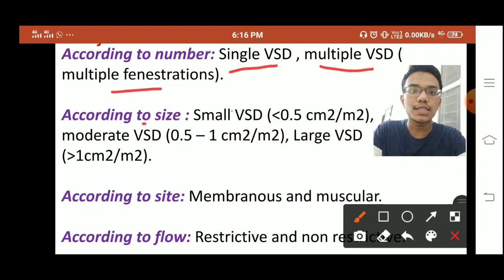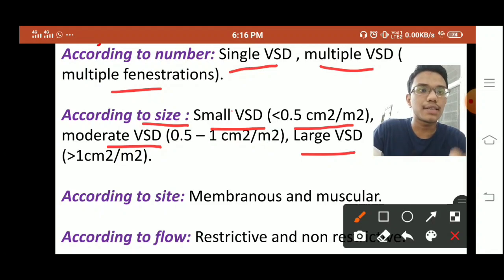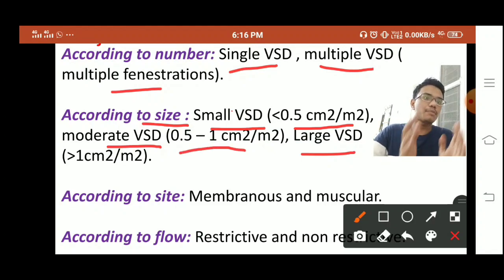And according to size, it can be small VSD, moderate VSD, or large VSD. In small VSD, the size will be less than 0.5 centimeter square per meter square. It is easy: in moderate VSD it will be 0.5 to 1, and large will be greater than 1. So less than 0.5, 0.5 to 1, and greater than 1. These are the sizes of small, moderate, and large VSD respectively.